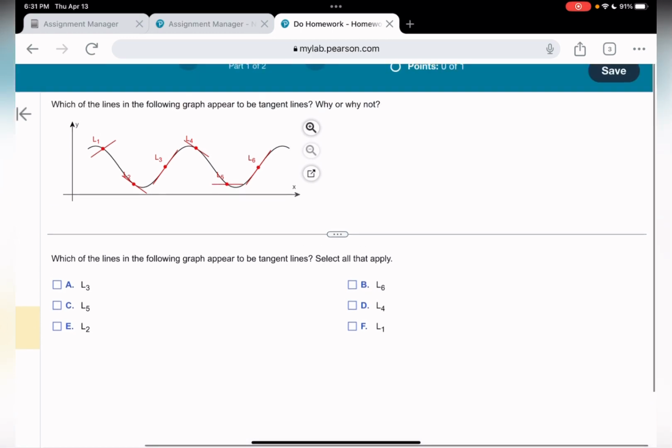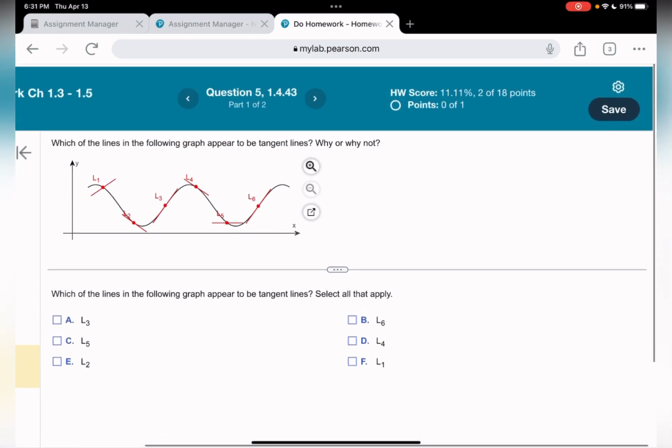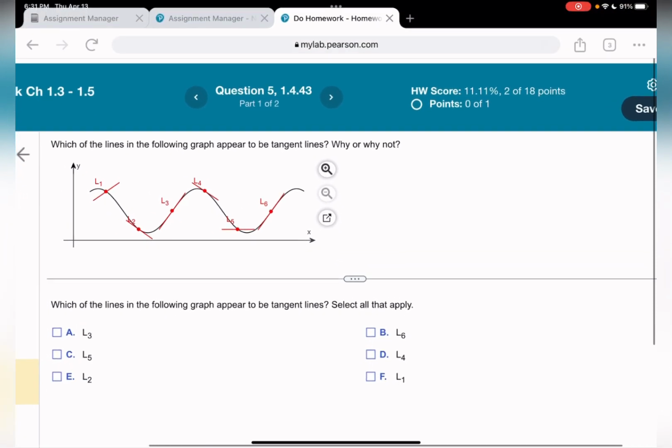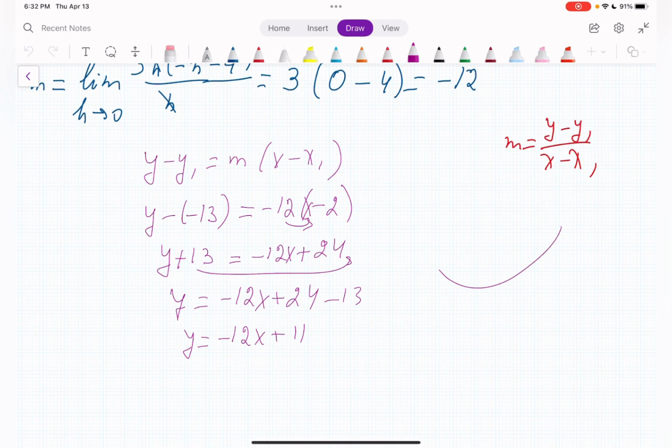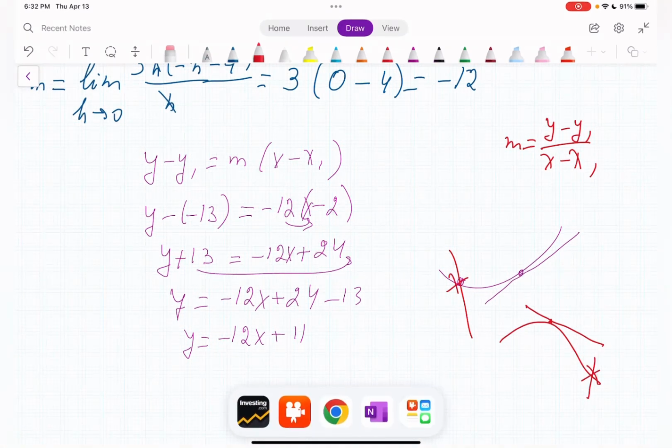So what do we have here? It says, which of the lines of the following graph appear to be tangent lines? Okay, let me explain real quick. As we know, a tangent line touches only at one point, but doesn't cross. If I put it this way, this is not a tangent line. So this is a tangent line. It doesn't cross, it's just touching. Okay, all right, so this one is going to be easy.